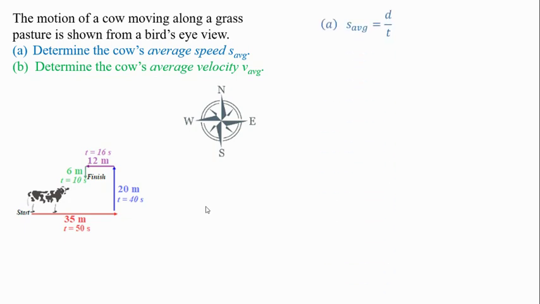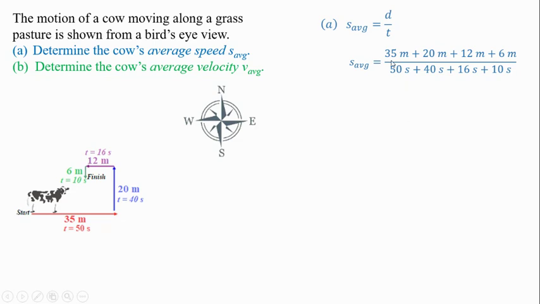To do part A, pretty straightforward. Average speed equals distance over time. What distance, what time? Total distance over total time here. So to find the total distance, we would simply add up all the distance given in the schematic. Again, it's 35 meters for the first leg, 20 meters for the second leg, 12 meters for the third leg, and then 6 meters here for the fourth leg. We would just add up those values. You don't really care if it's positive or negative because distance is a scalar quantity. So just add each of the steps taken regardless of direction.